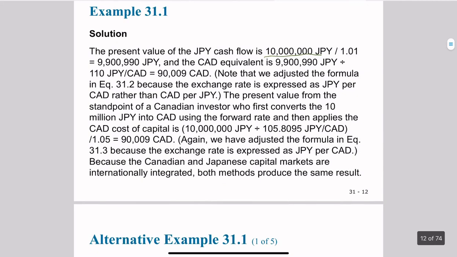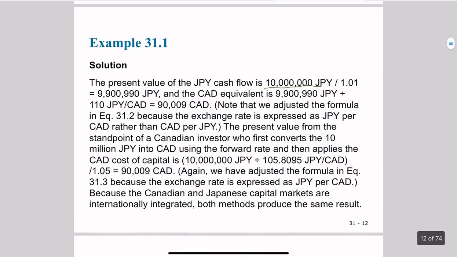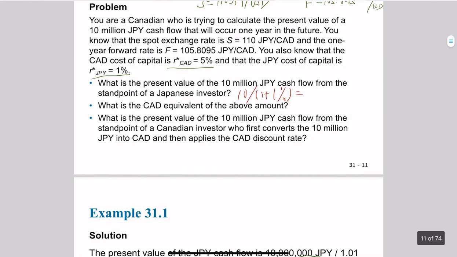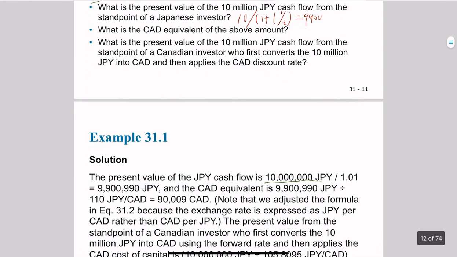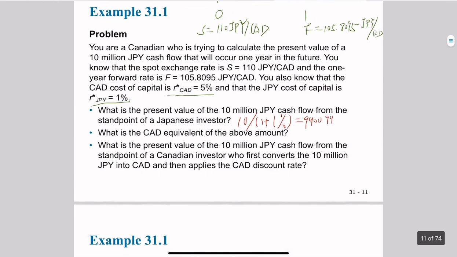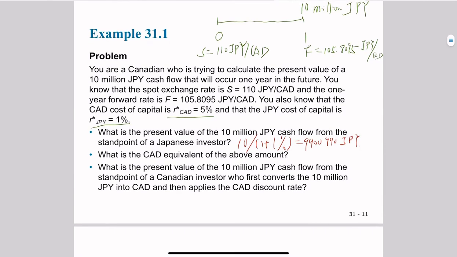So this should give you, okay, so this gives you 990 JPY. So that's the present value. What is the CAD equivalent of the above amount? Note that this is present value, right? So it's the value today, which means if you want to convert this amount into Canadian dollars, you should use spot exchange rate.